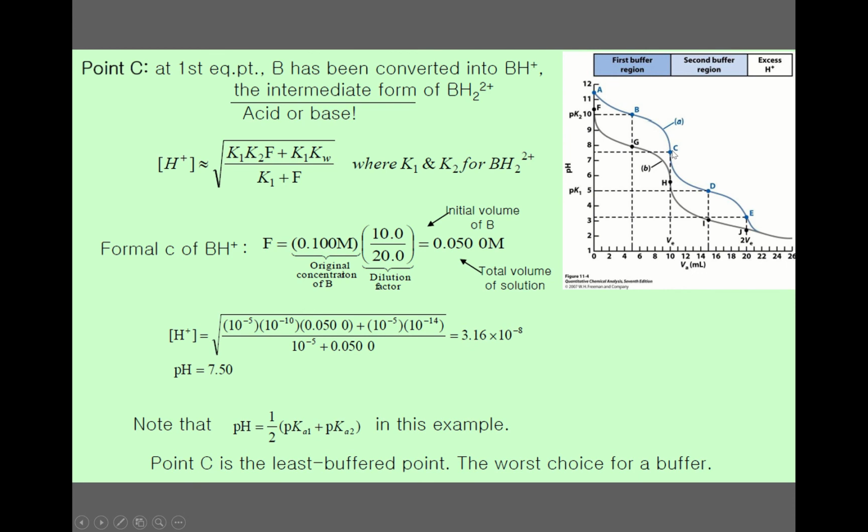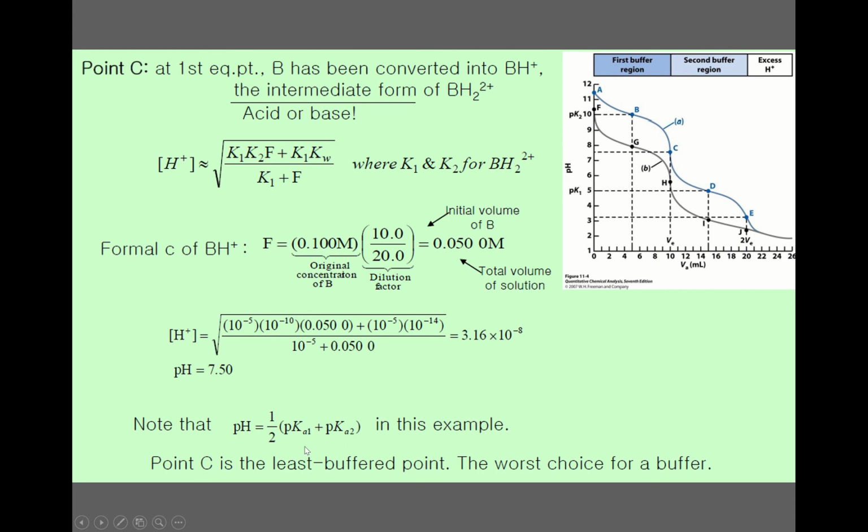But you remember, if we approximate this equation further, the pH is the half of pKa1 plus pKa2. Since pKa1 is 5 and pKa2 is 10, the midpoint is 7.5. So this approximation holds in this case.